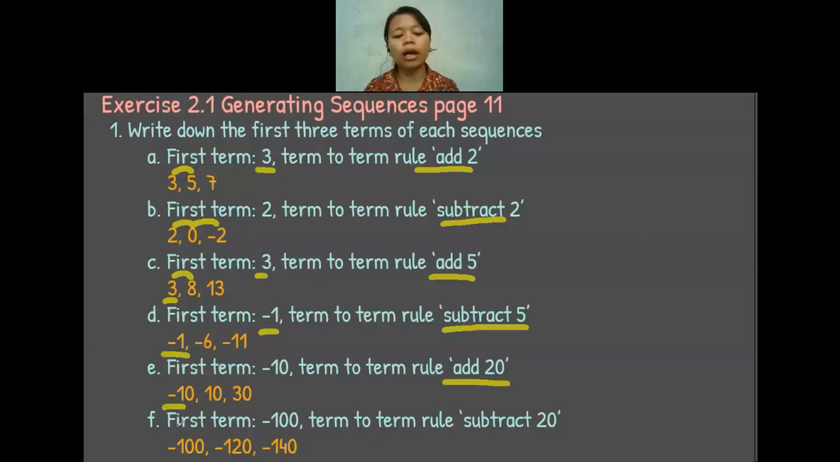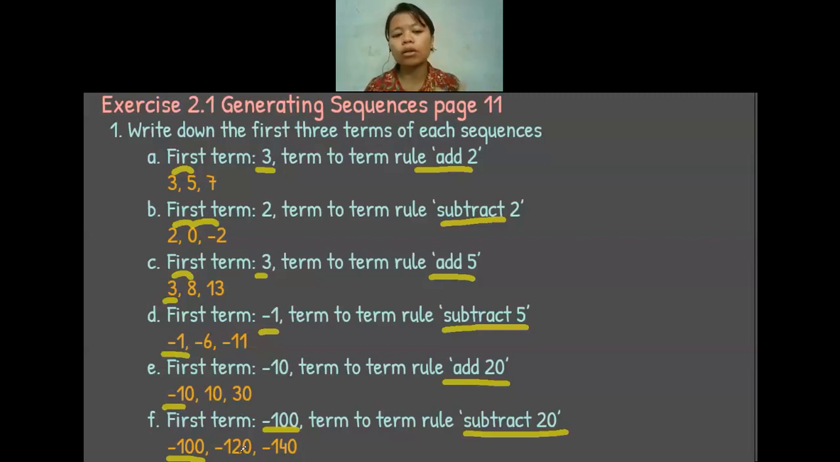For question F, the first term is negative 100. The term to term rule is subtract 20. So I write the negative 100 first. After that I subtract 20. It will be negative 120, minus 20 equals negative 140.